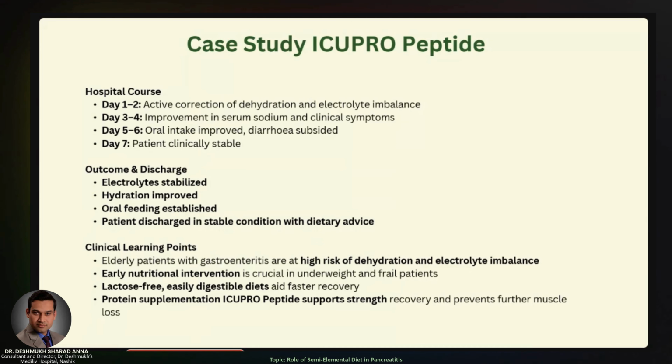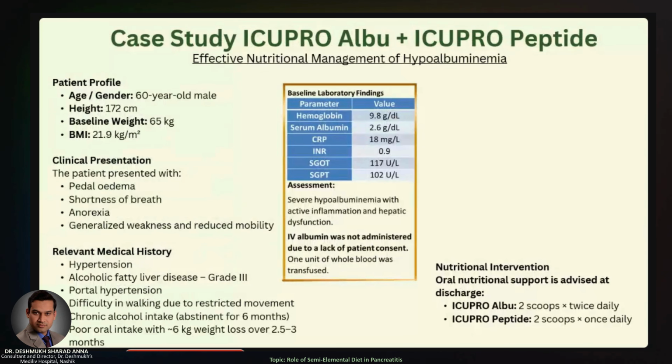Next. So this is again a study with isoproalbumin and isopropeptide combination, which is effective nutritional management of hypoalbuminemia. Here the case is a 60-year-old male with a BMI of 21.9 who presented with pedal edema, shortness of breath, anorexia, generalized weakness, and reduced mobility.